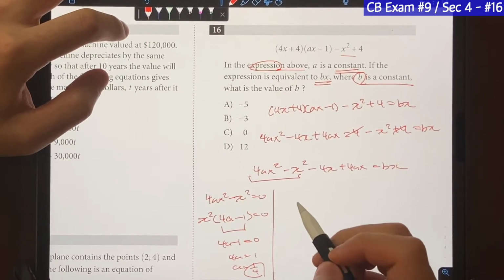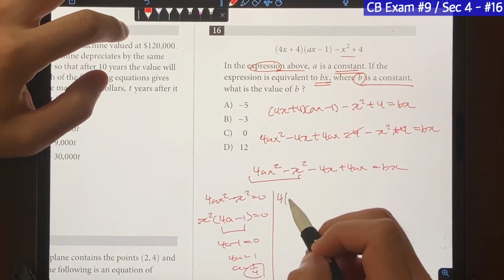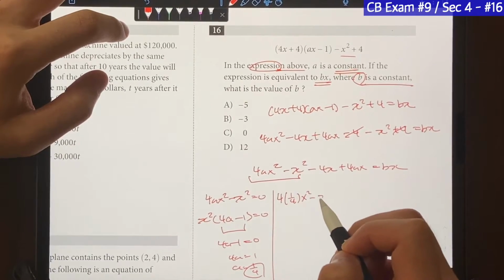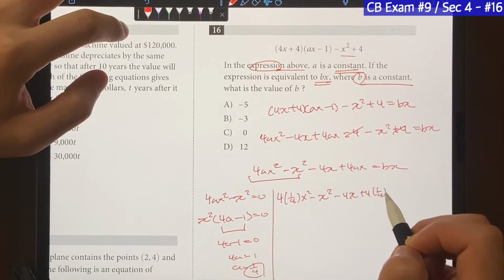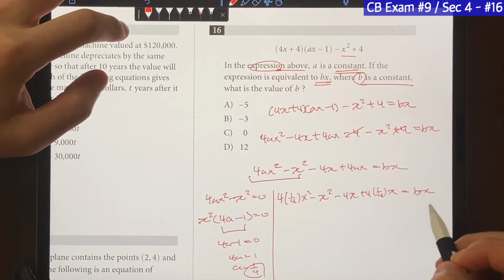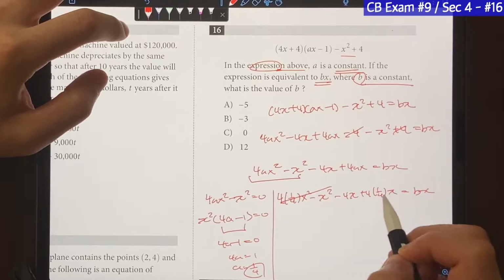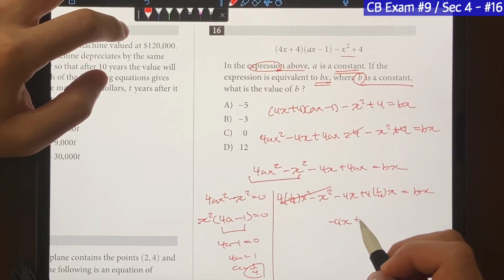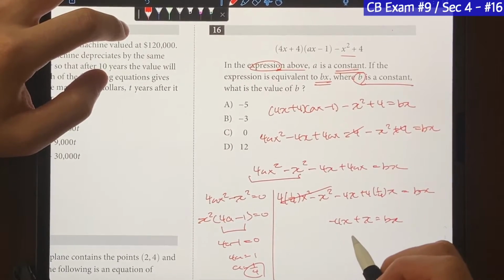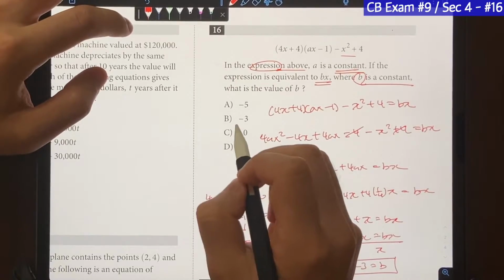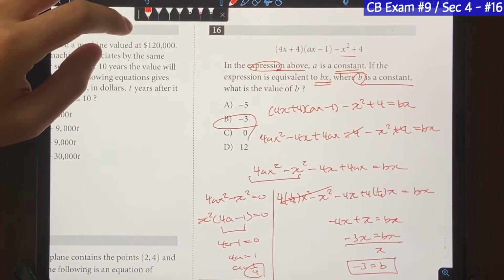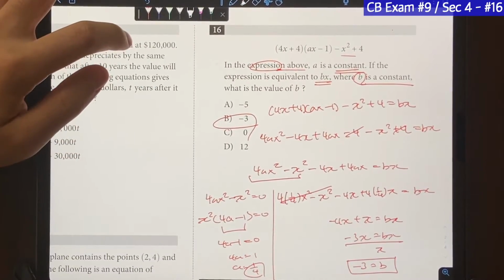And now that a is 1/4, let's plug it in. 4 times 1/4 x squared minus x squared minus 4x plus 4 times 1/4 x is equal to bx. Okay, and that will cancel out, which will become minus 4x plus x is equal to bx. Minus 3x is equal to bx. Divide both sides by x, we get minus 3 is equal to b. b is equal to minus 3. Answer is going to be choice B. So that's how you can get the answer, but let's go over what happened.